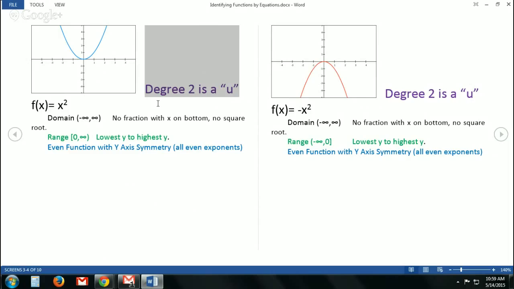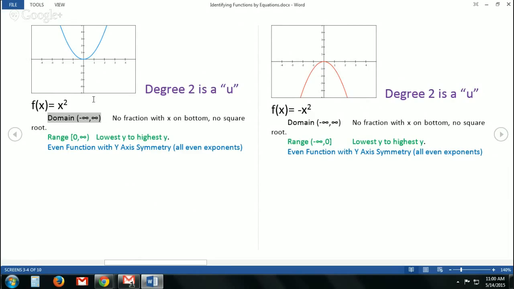Now, when you think about the domain, do we have a fraction here? We do not. Do we have a square root? While we have a square, there is not a square root. No fraction, no square root. That gives us a domain from negative infinity to positive infinity.